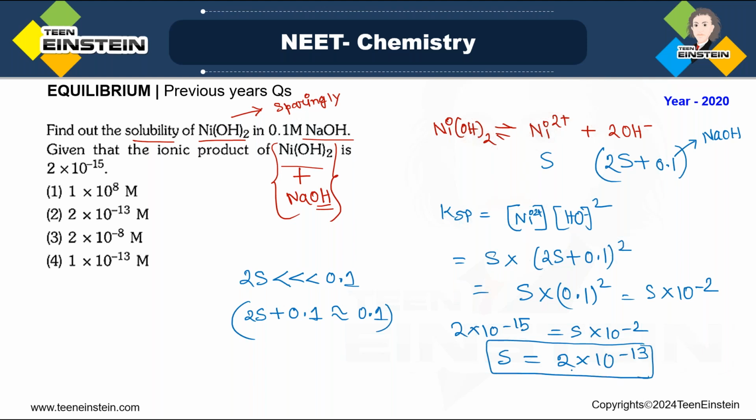Okay. So this is matching with the second option, right? So first we have to write the dissociation equation for Ni(OH)2. Then you just consider the concentration of HO minus, that is a contribution of NaOH, that also you have to consider. And this approximation is important. If you do not apply it, the calculation will be very difficult. There will be a square term and unnecessarily it will be complex. So 2S plus 0.1 is almost equal to 0.1, because this part is very small compared to 0.1. So ultimately the equation will be simplified and you can calculate the S value.